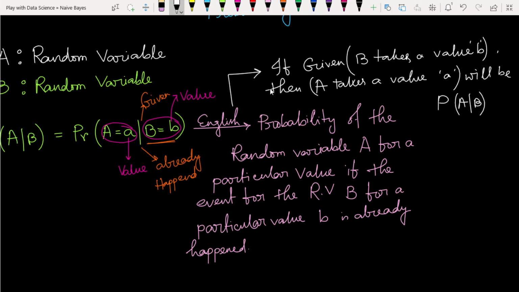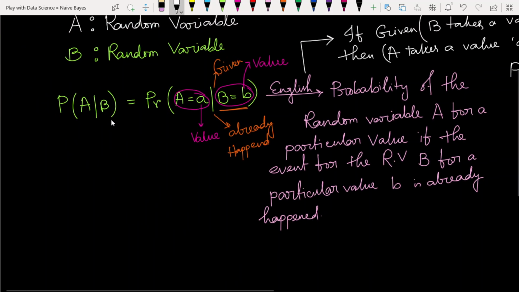Okay, this is a simple mathematical transformation of the English language into mathematical form. This means this event has already happened, and with respect to this event we now have to find the event A equals a. I think it will be clear if we take an example.